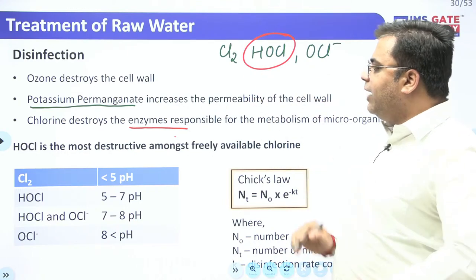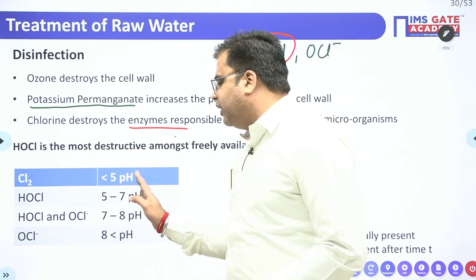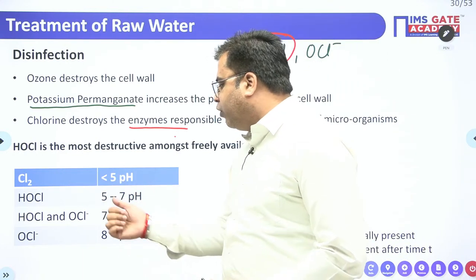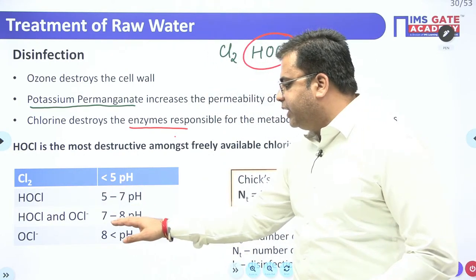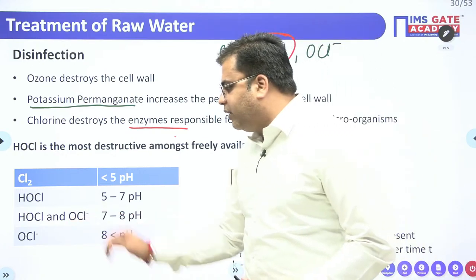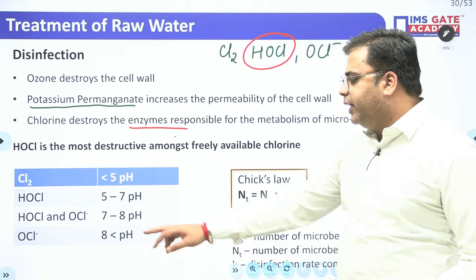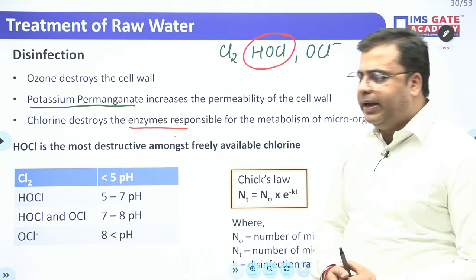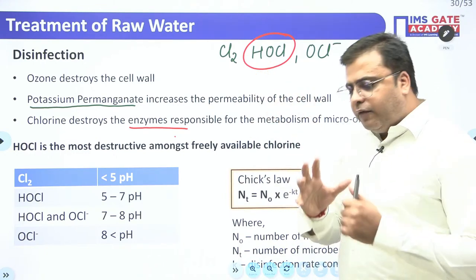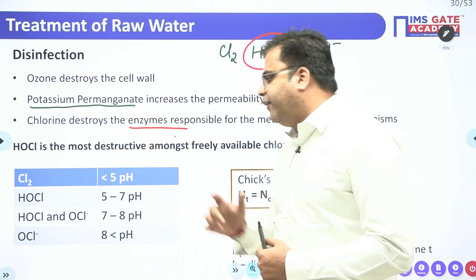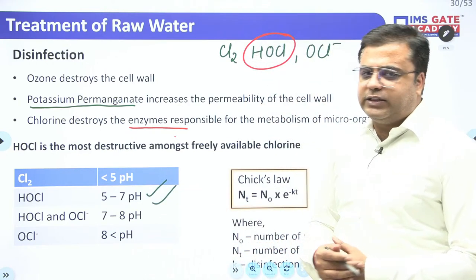All these freely available forms exist at different pH. Cl2 will be available when the pH of the water is less than 5. For pH between 5 and 7, HOCl will be there. Between pH 7 and 8, HOCl and OCl minus ion will be there. For a pH of more than 8, OCl minus ion will be there in the medium. So since HOCl is the most destructive disinfectant, we maintain the pH of water between 5 and 7 in order to carry out effective disinfection, right?